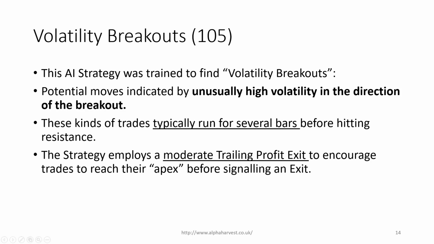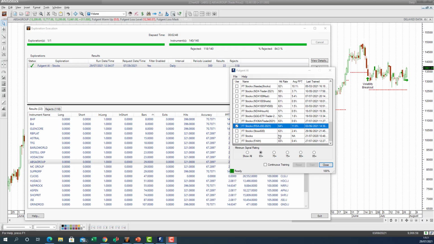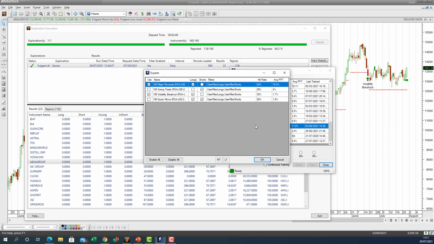Let's jump straight into the Metastock platform to look for top quality stocks using the artificial intelligence engine. Now, I've trained the AI to look at the JSE shares, and the AI has come up with a trading strategy, or strategies really, that's more than 64% accurate and generates about 11% average return.